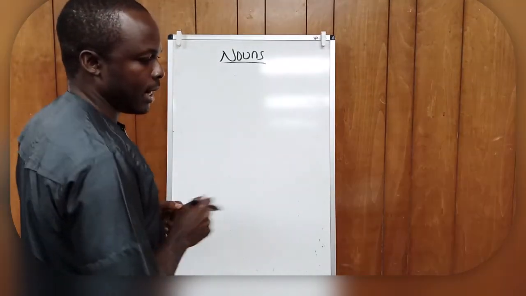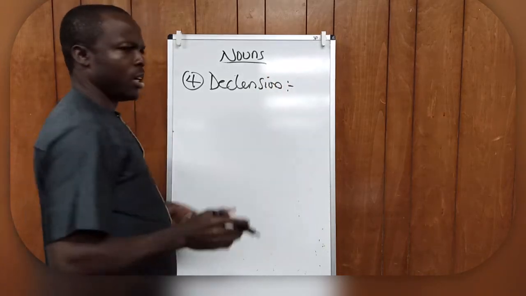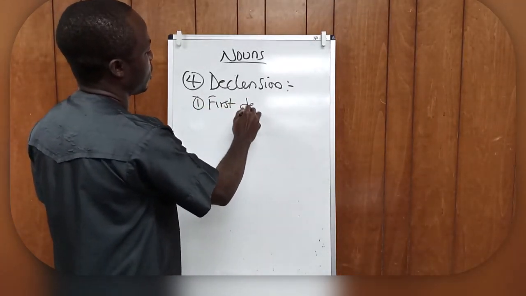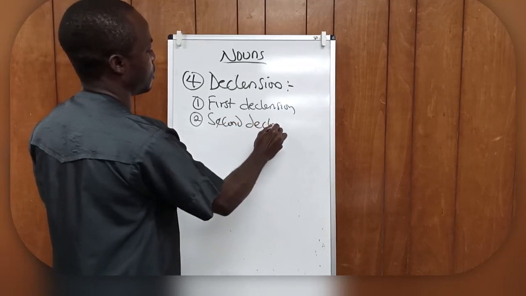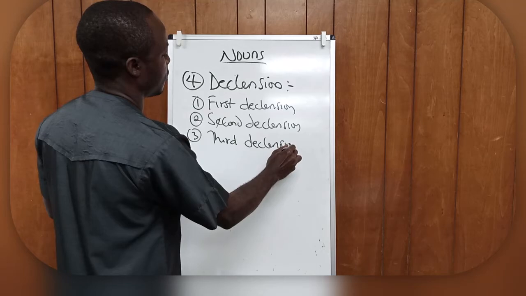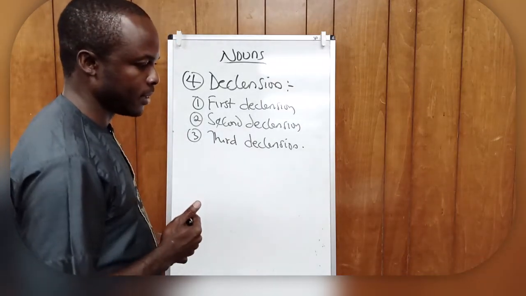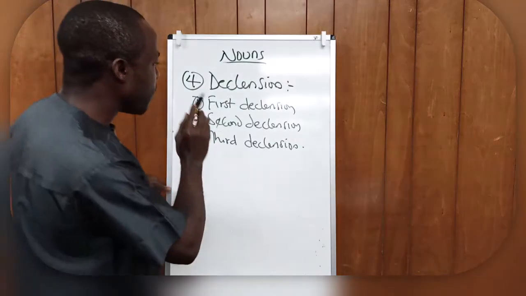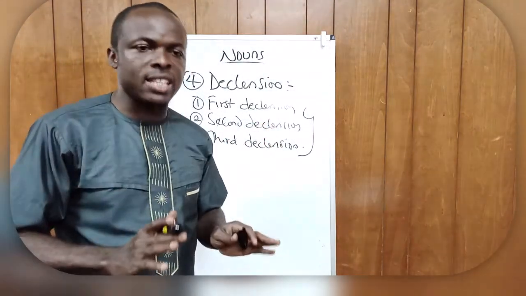All right, the fourth one is declension. In Greek, the nouns have 3 declensions. 1, first declension. 2, second declension. 3, third declension. All right. In each of them, the noun is inflected in a different way. That is, in each of them, the cases have, as a rule, different endings. That is all about the features of the New Testament nouns.